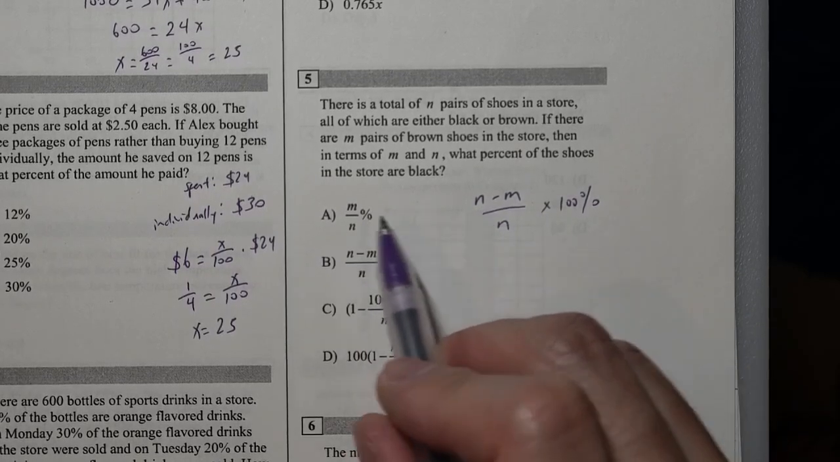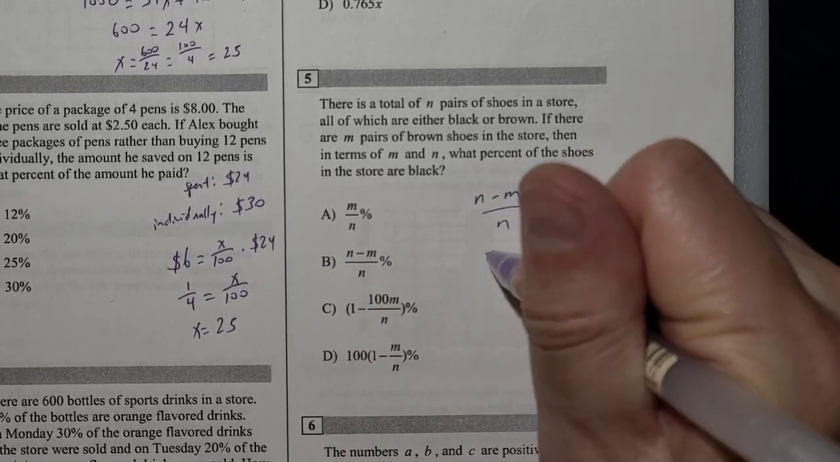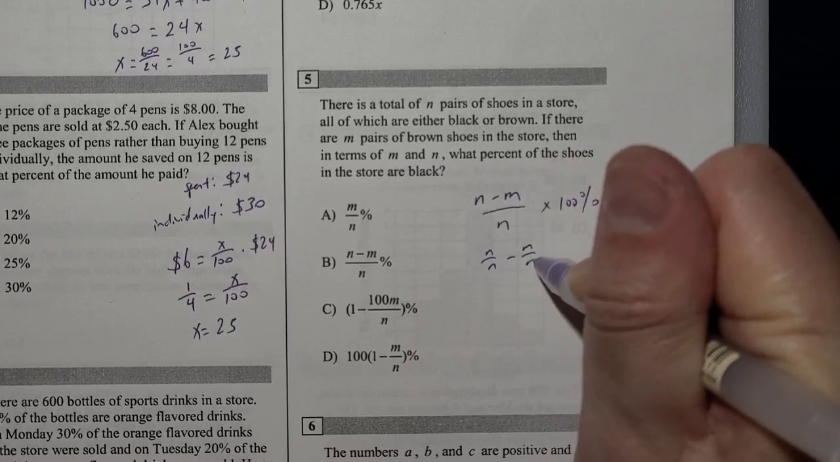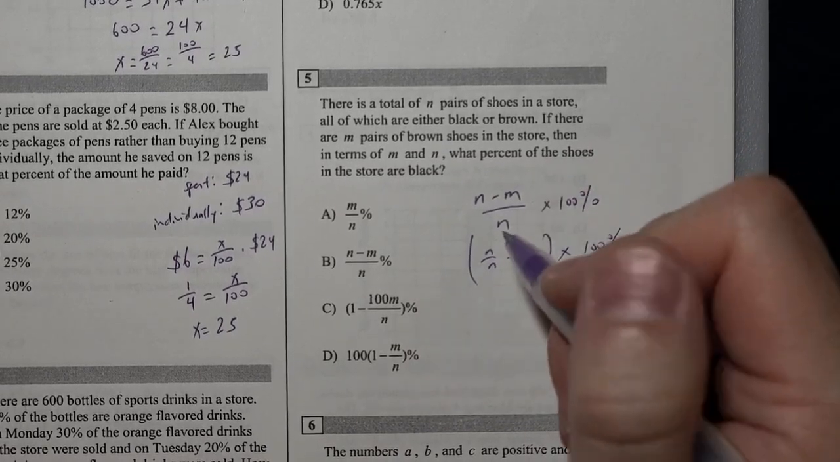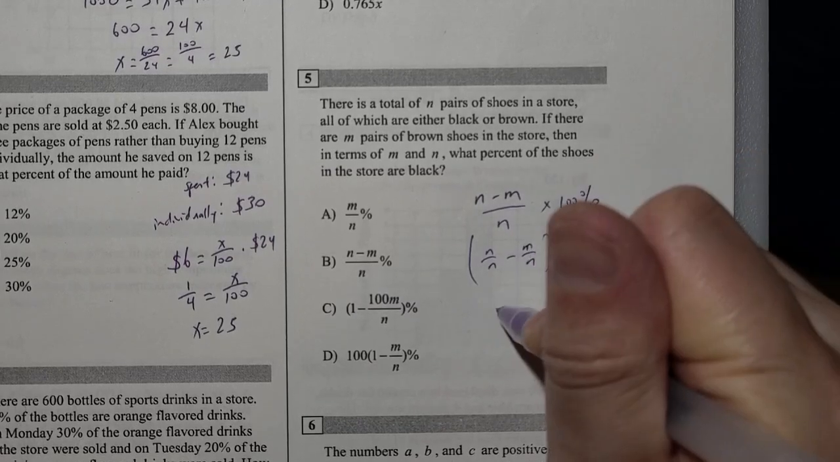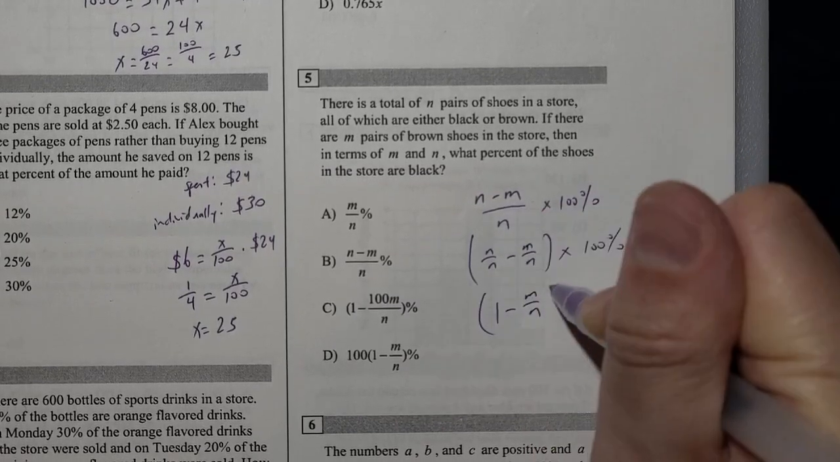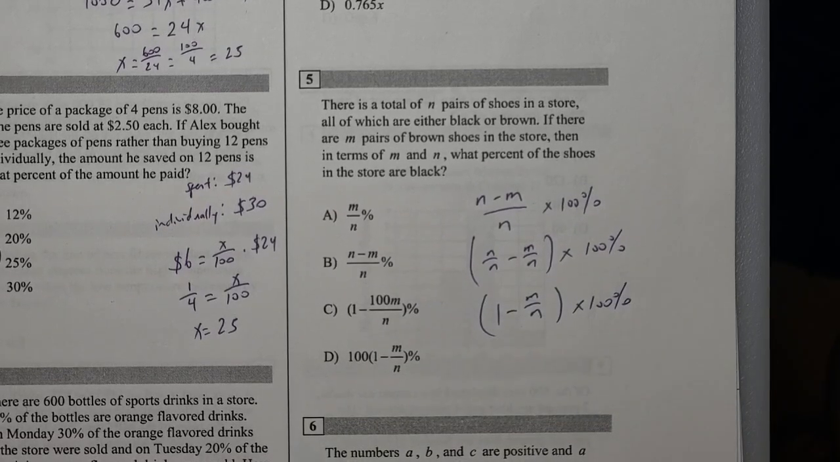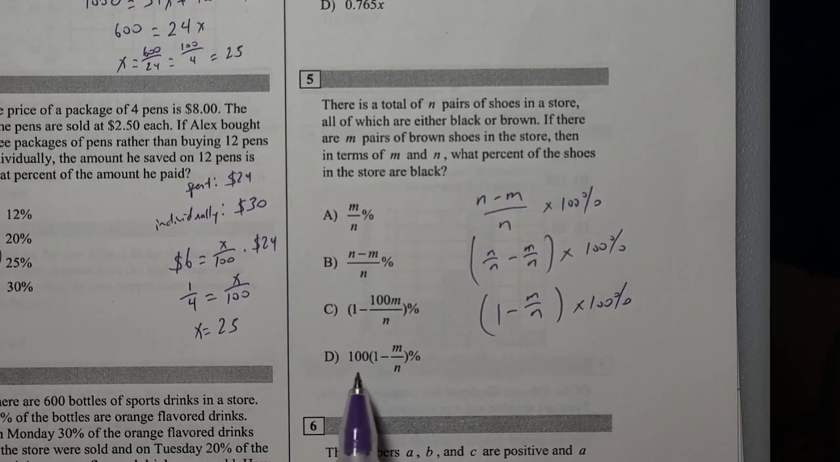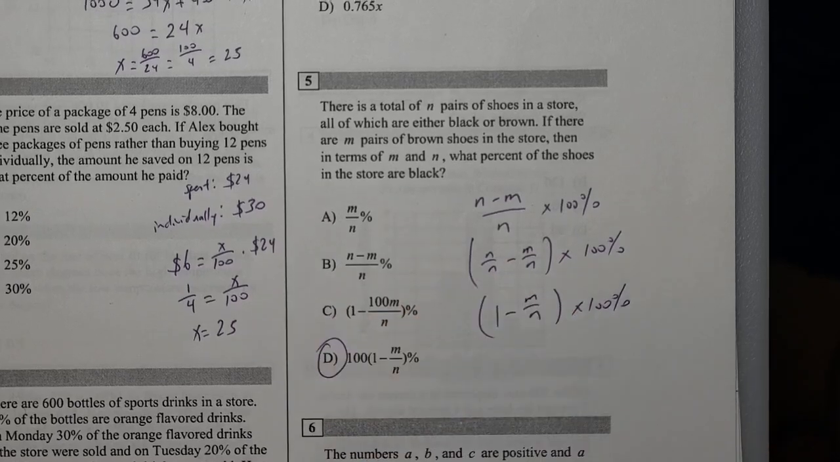So how can we get a matching answer? Well, we can simplify. So N over N minus M over N times 100%, but let me put parentheses to be super clear. Then that is just 1 minus M over N times 100%. So that is D.